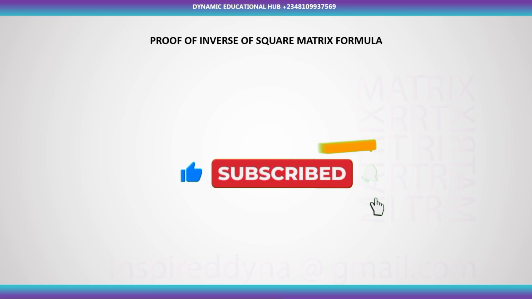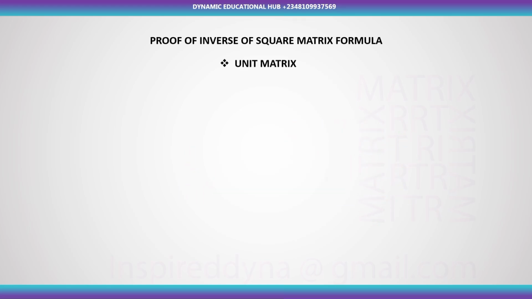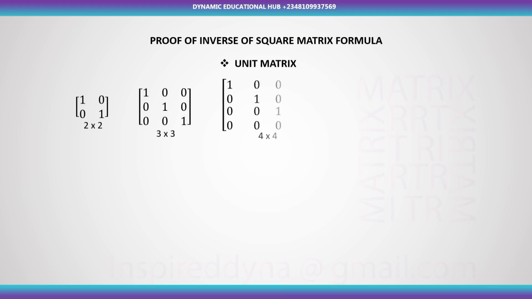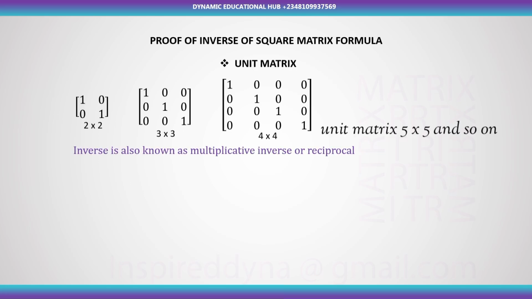So let me give you a background knowledge. The first thing we need to understand is a unit matrix. In my first video on matrix, I've explained unit matrix. Now we have unit matrix of order 2 by 2, unit matrix of order 3 by 3, unit matrix of order 4 by 4. Now inverse is also known as multiplicative inverse or reciprocal. From the knowledge of algebra, inverse simply means multiplicative inverse or reciprocal. There's another inverse which is additive inverse, but we are not talking about additive inverse here.